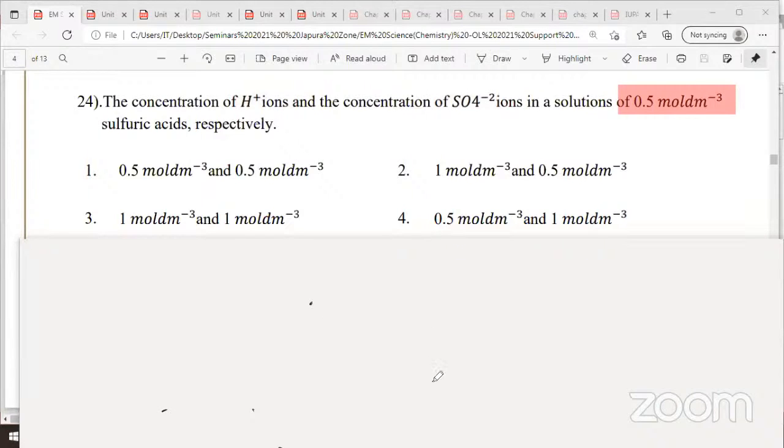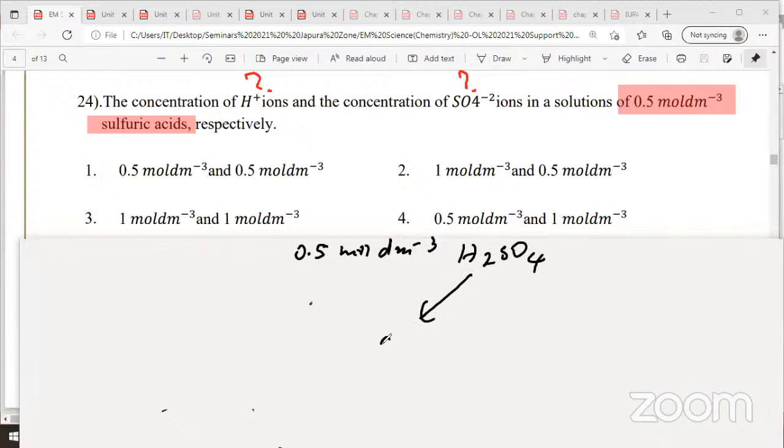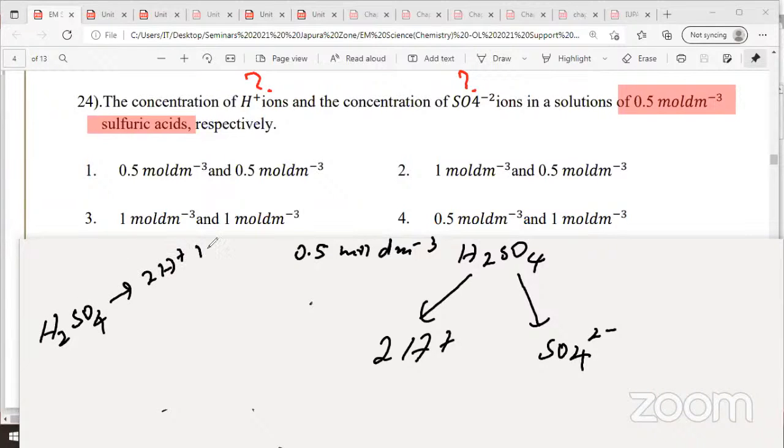Look at the screen, everyone. Sulfuric acid concentration is given as 0.5. Now they are asking for the H plus ion concentration and the sulfate ion concentration. If you take sulfuric acid 0.5 moles per cubic decimeter, H2SO4, this will be 2H plus and SO4 2 minus, because it's a strong acid. When H2SO4 ionizes, it separates into 2H plus and SO4 2 minus.